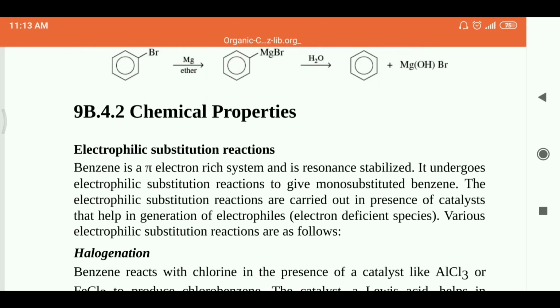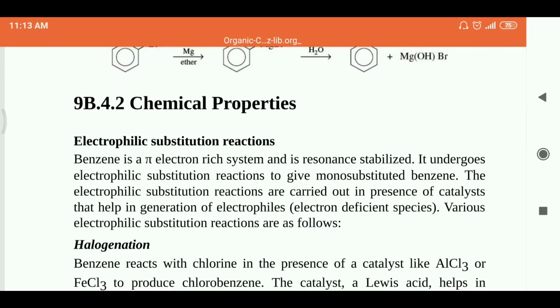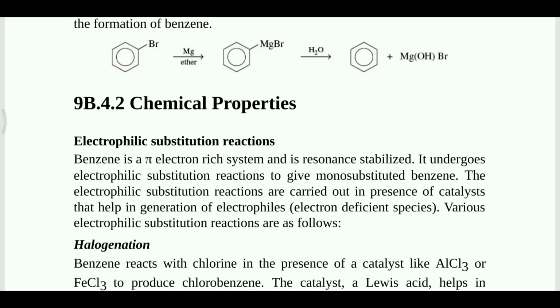So next one is chemical properties. Chemical properties of the benzene ring system. We all know benzene is a very pi electron rich system because benzene has a delocalized 6 pi electron system. Now they have extra pi electrons. So what is happening? They will attract towards the group which has a deficiency of electrons. That means an electrophile. So in the case of benzene, they will directly go for electrophilic substitution reactions.